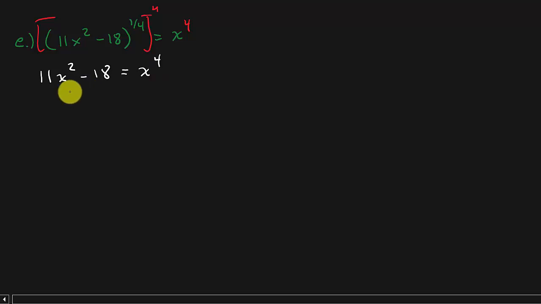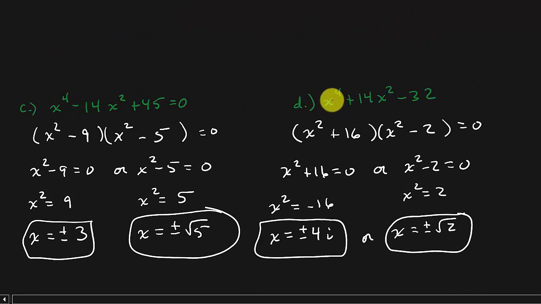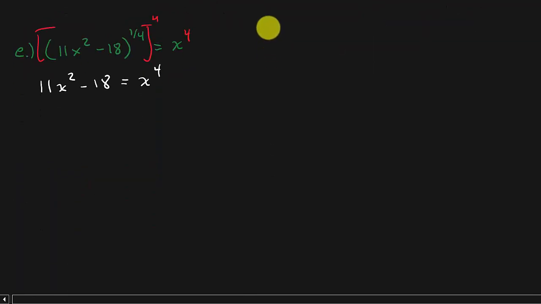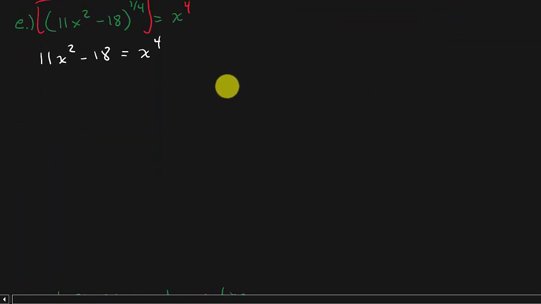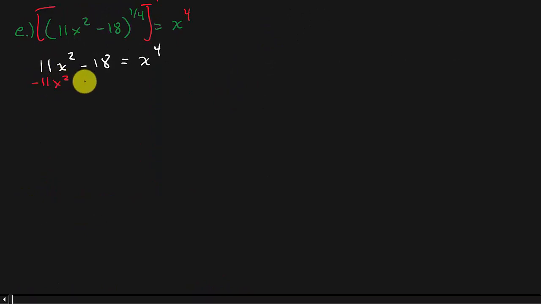Well, you see this problem? That's just like these two up here. I just got to get everything on one side of the equal sign. So I'm going to subtract 11x squared and add 18 to both sides. And so that's x to the 4th minus 11x squared plus 18. And remember what I told you about the 0. It doesn't matter what side you put it on.